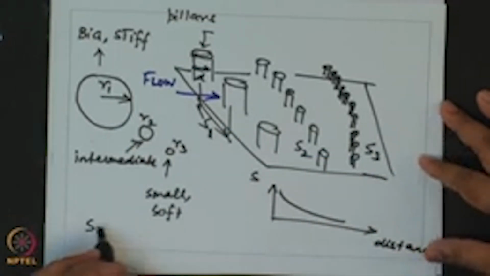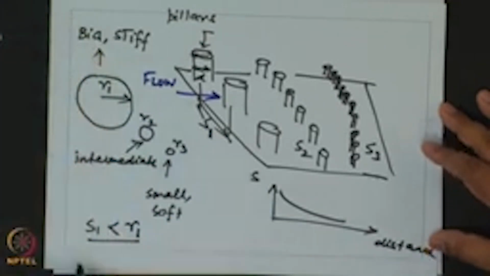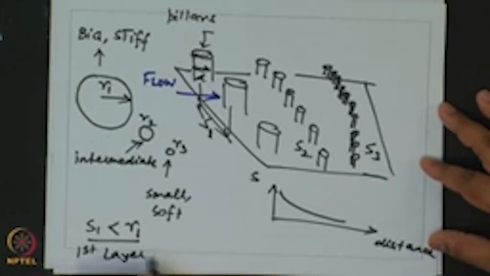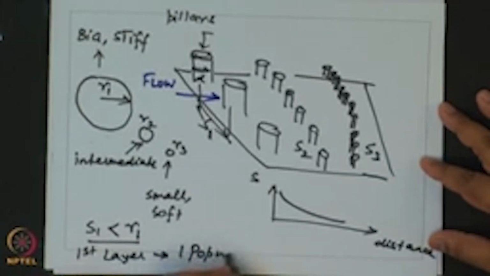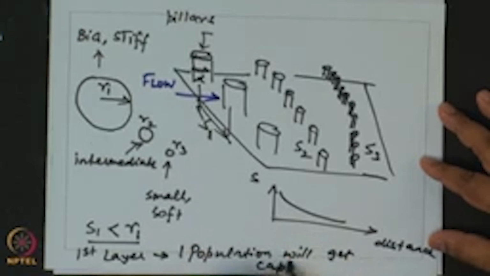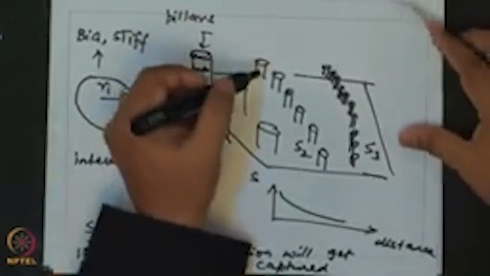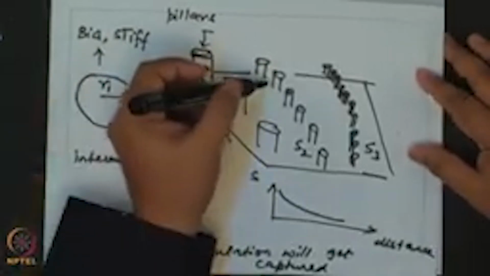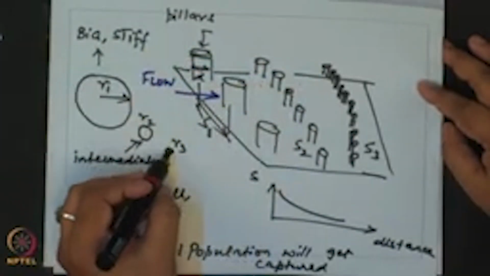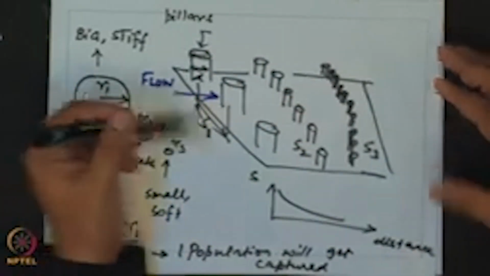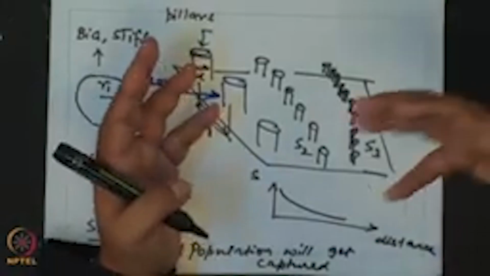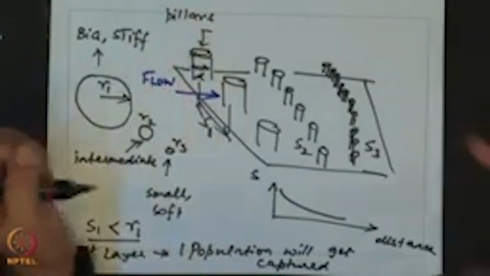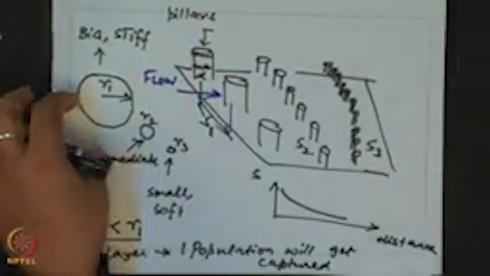If S1 is less than R1 and this cell is stiff, then in the first layer one population will get captured. Similarly, in the second layer you will have this intermediate population which might get captured, in the second or third layer, and the smallest ones will flow out. So, this is a way of separating multiple populations which have subpopulations in them, if these deformabilities or sizes are drastically different.